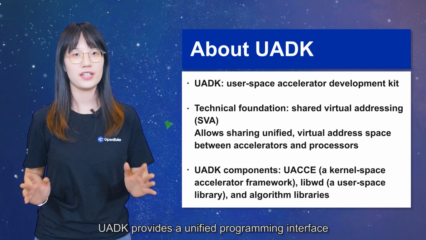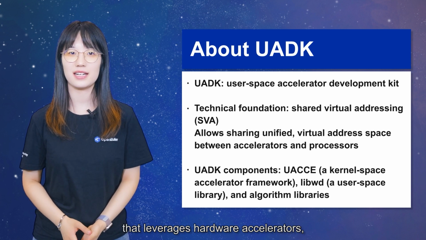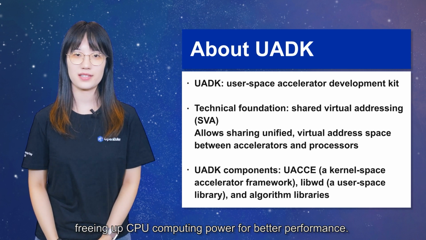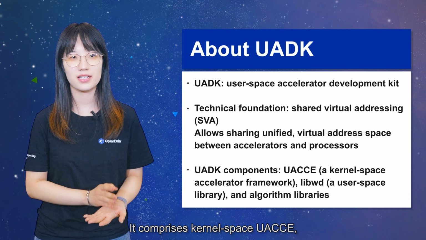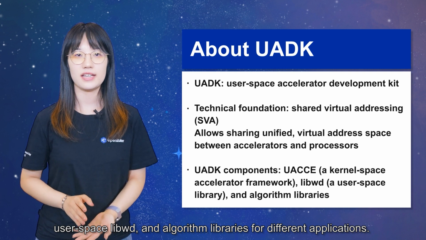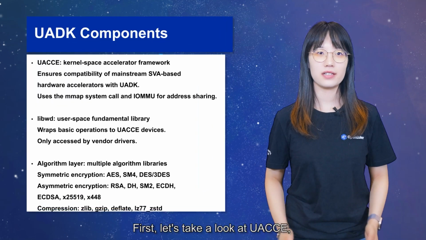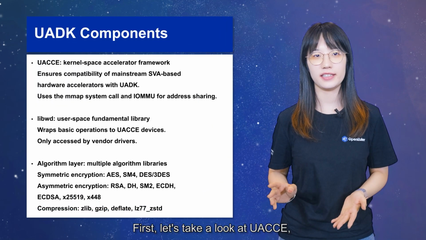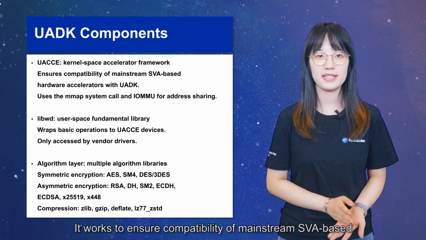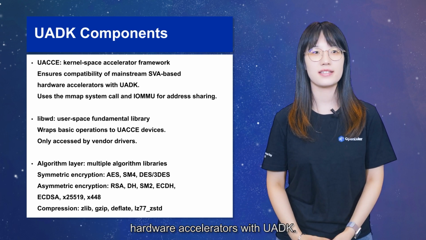Based on SVA, UADK provides a unified programming interface that leverages hardware accelerators, freeing up CPU computing power for better performance. It comprises kernel space UACCE, user space libwd, and algorithm libraries for different applications. First, let's take a look at UACCE, a unified accelerator framework. It works to ensure compatibility of mainstream SVA-based hardware accelerators with UADK.